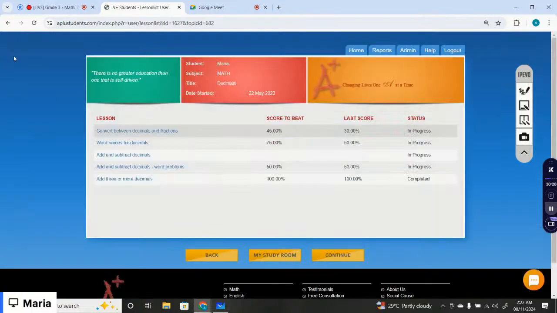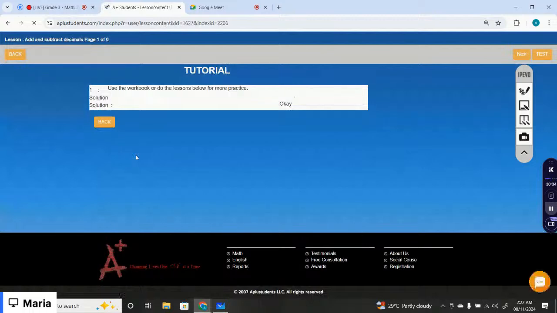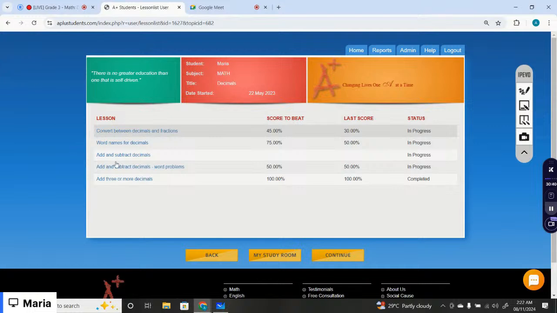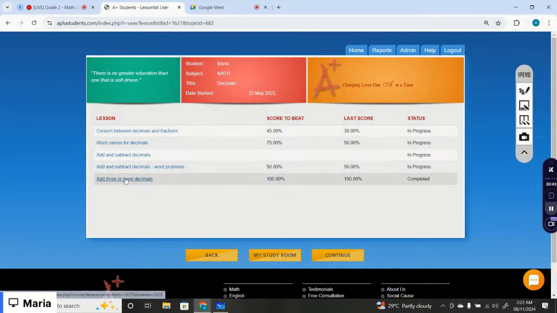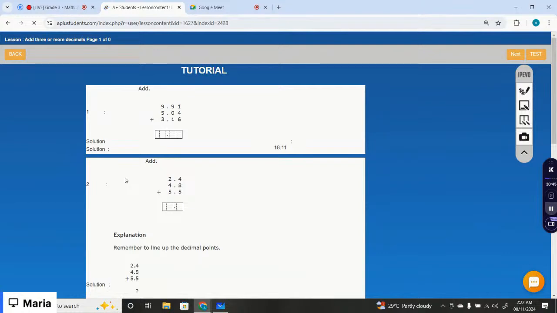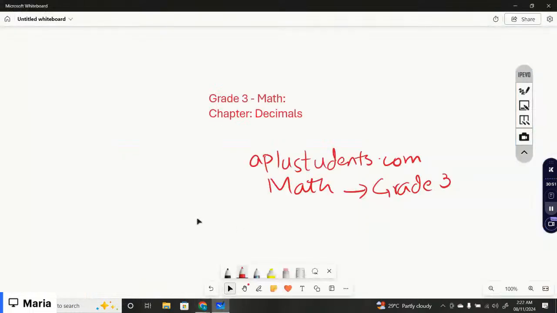The next one is add and subtract decimals. Let's just start with the lesson. So now we're going to learn how to add decimals, right? Let's start with adding 3 or more decimals. Let me explain how you add two decimals. For example, you have to add 3.13 plus 5.21, right? The first thing is to write them one above the other and make sure the decimal point is one above the other.